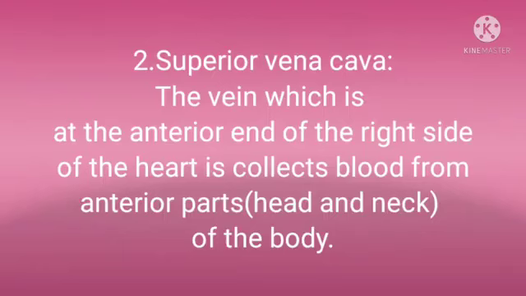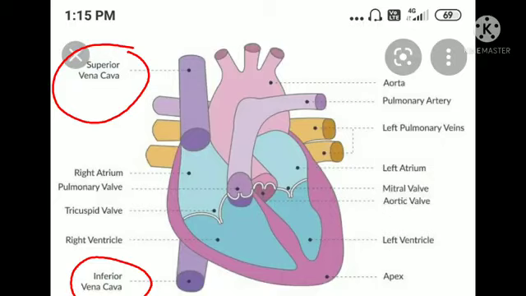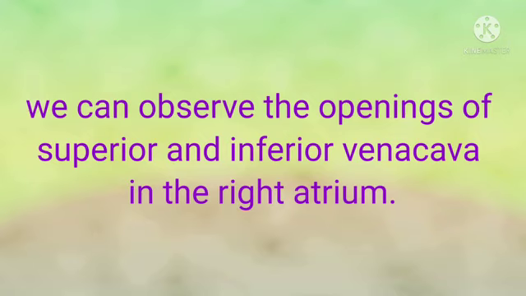Superior vena cava. The vein which is at the anterior end of the right side of the heart collects blood from the anterior parts, head and neck of the body. Inferior vena cava. The vein which comes from the posterior part of the heart collects blood from the posterior part, hands and legs of the body. We can observe the openings of the superior and inferior vena cava in the right atrium.